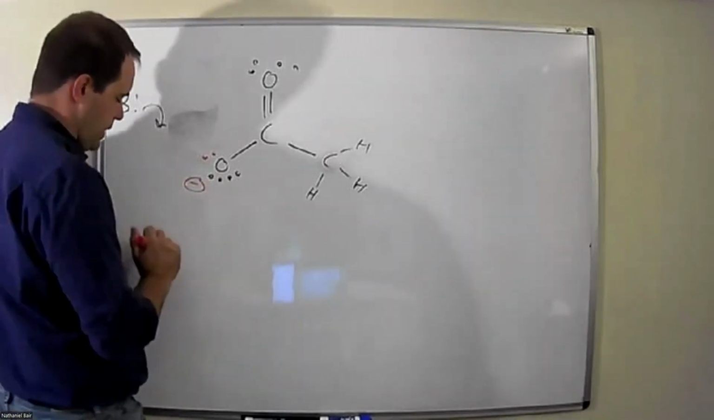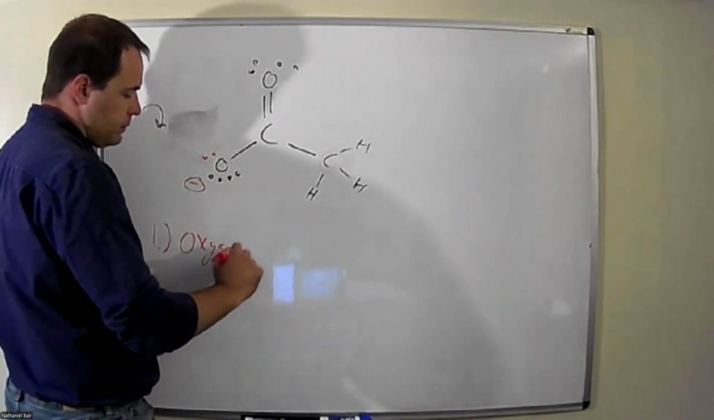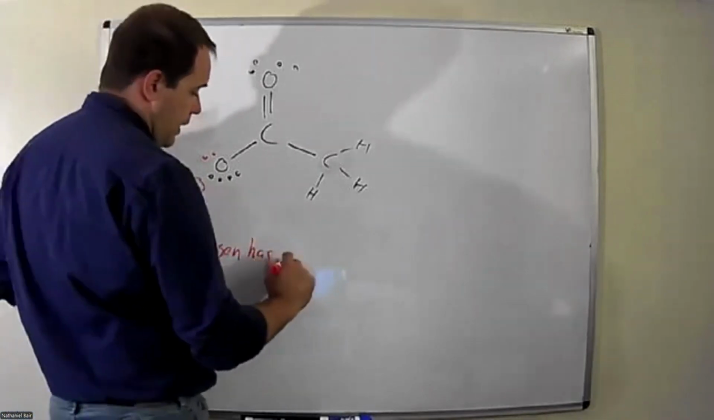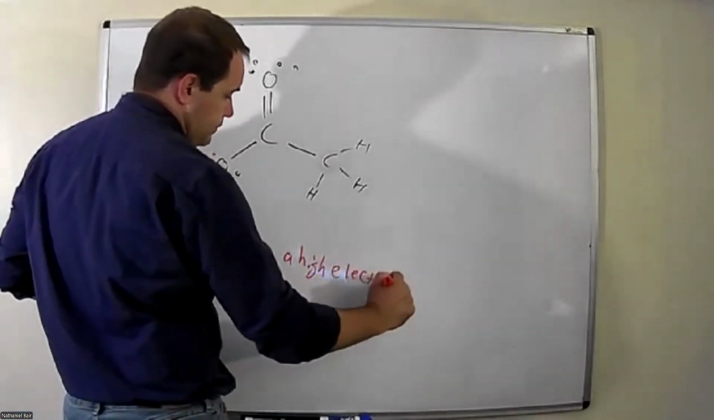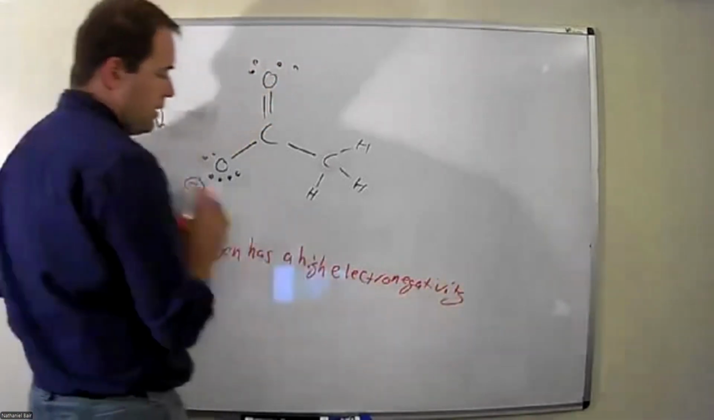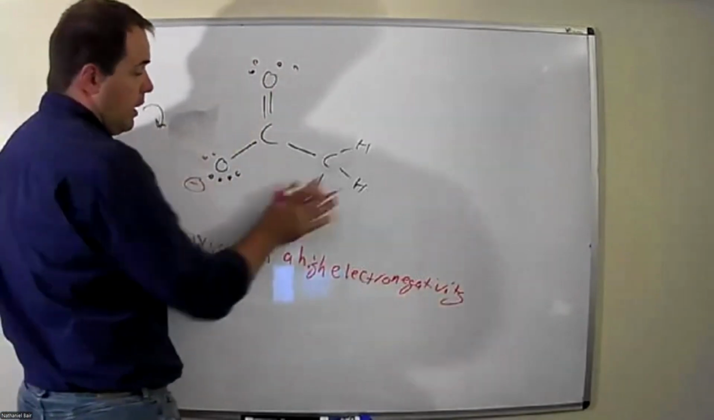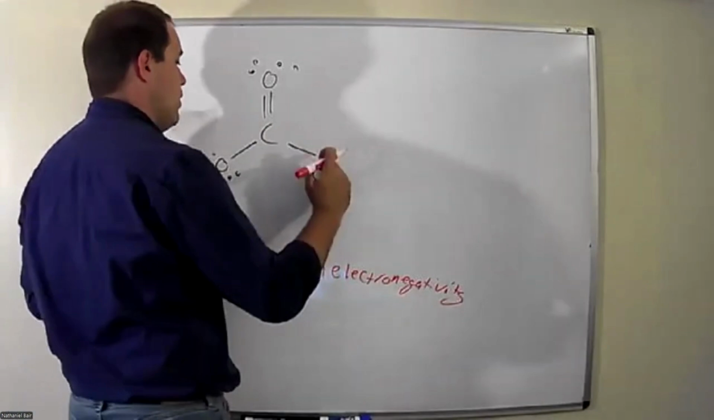The first reason carboxylic acids are so stable is oxygen has a high electronegativity, and it doesn't mind the negative charge. The other reason, I'm just going to put an R group back on here because I'm lazy, so we're going to just call that R.